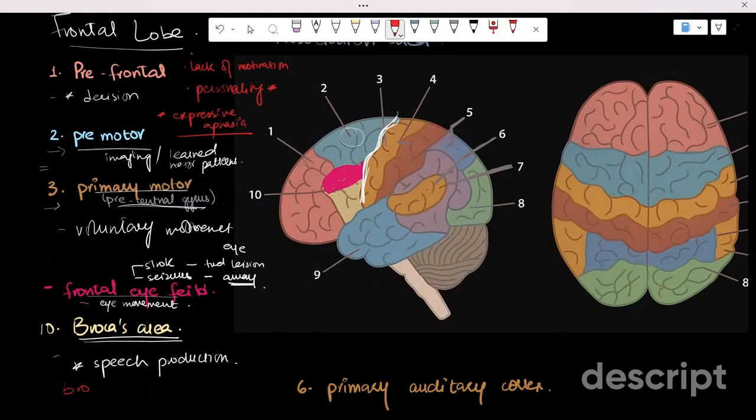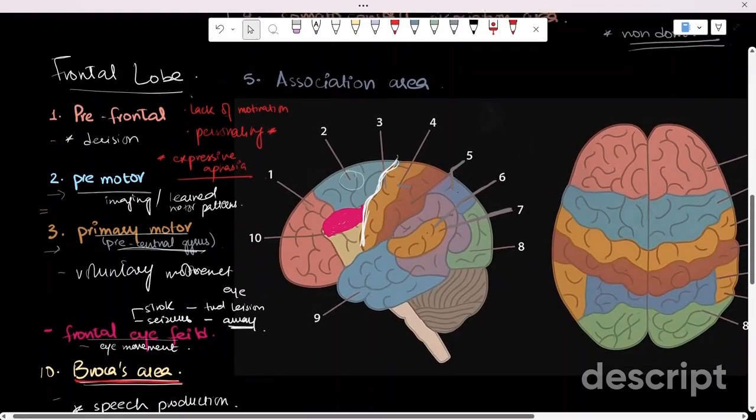There will be broken speech. Just remember B for Broca and B for broken speech. So a person can understand, can listen, but cannot speak properly. This was all about the frontal lobe.